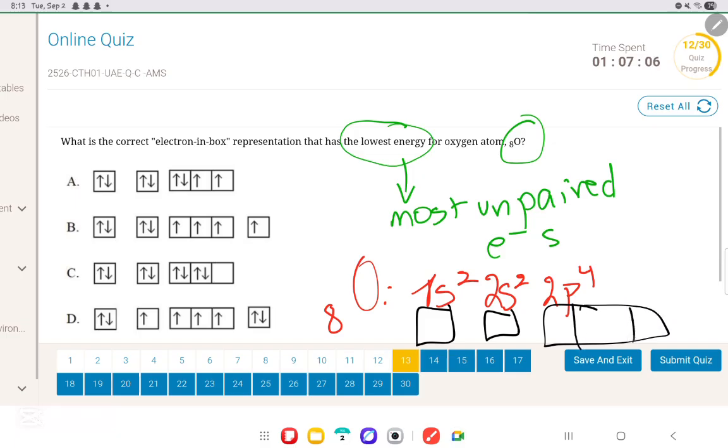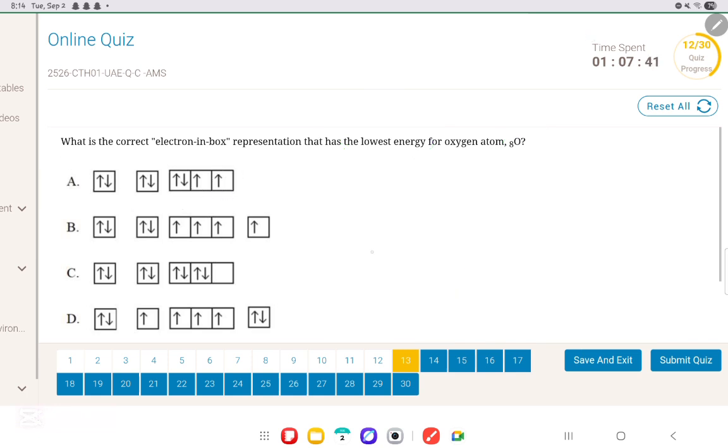Or it's one big box divided into three. You start, this has one up, one down. This has one up, one down. This has one up, one up, one up, one down. So, what is the correct electron in box representation for the lowest energy? It is the one that looks like this, where you have one up, one down, one up, one down, one up, one down, and then one and one. So the correct answer is A.